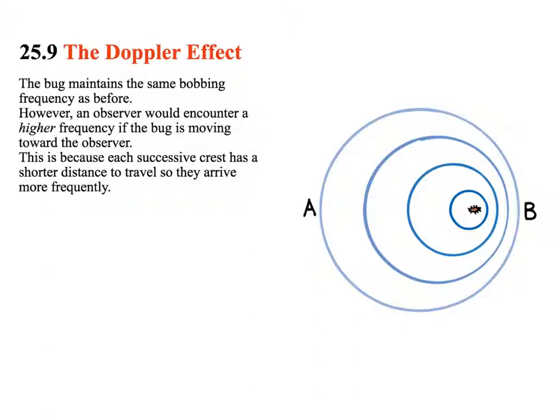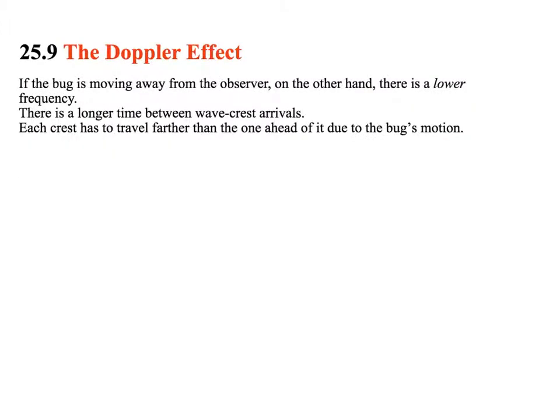However, an observer would encounter a higher frequency if the bug is moving towards the observer. This is because the successive crests have a shorter distance to travel, so they arrive more frequently. If the bug is moving away from the observer, on the other hand, there is a lower frequency. There is a longer time between wave crests. Each crest has to travel farther than the one ahead of it due to the bug's motion.